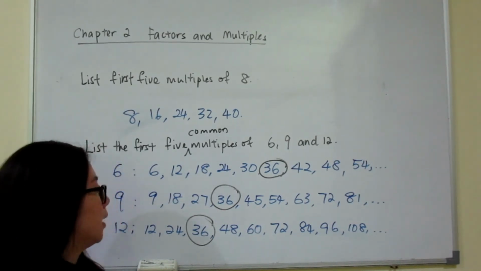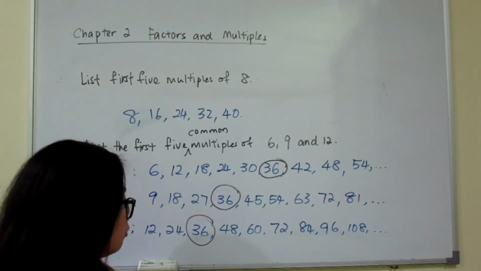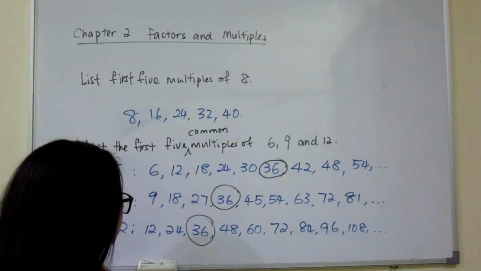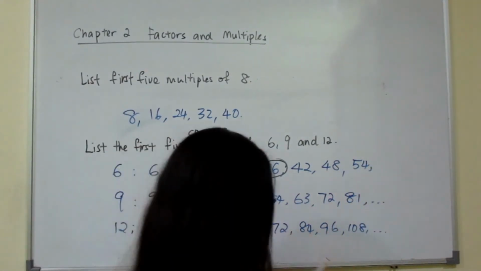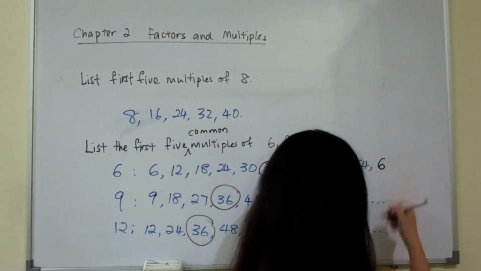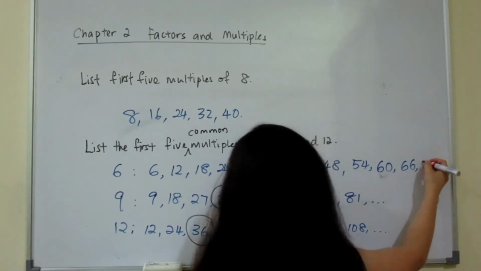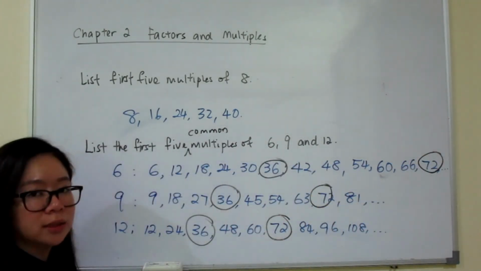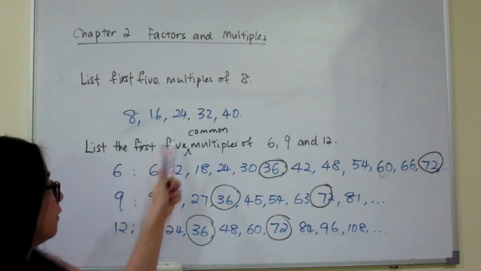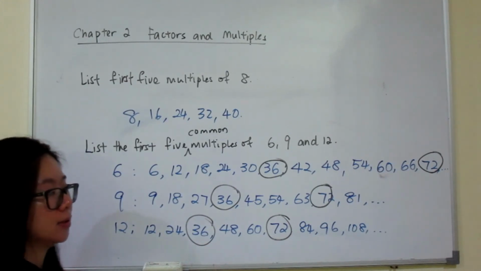Okay, and then we need to go further. Can we get the second one? No. I think the next one will be 72. Isn't it? Wait. Let me extend this further. Yeah, 72. So that's the next one. So for the first 5 common multiples, we already get 2. The first one is 36, the second one is 72.